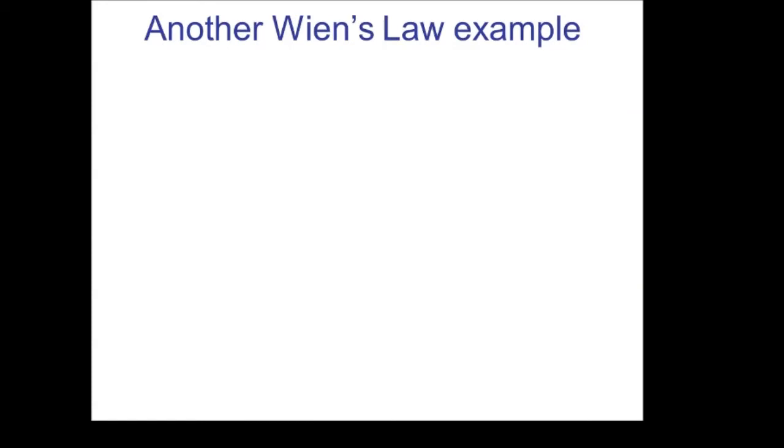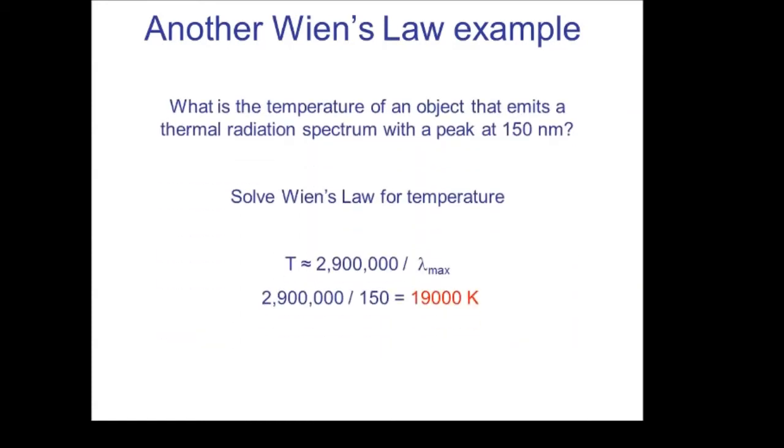Let me give you a variation of Wien's law, because you could do two things with it. The original equation was lambda equals 2.9 million over temperature. You can switch it around and solve for the temperature. Say you find an object and you've taken its spectrum. You have no idea how hot it is, but you can see in its spectrum that it primarily emits ultraviolet light, and you discover that the peak is at 150 nanometers.